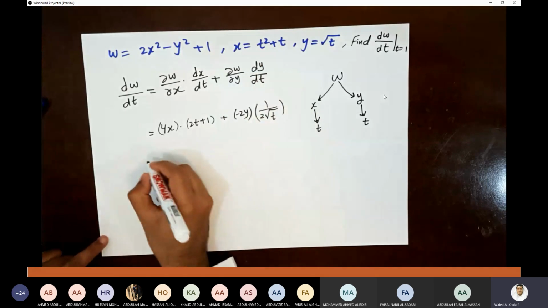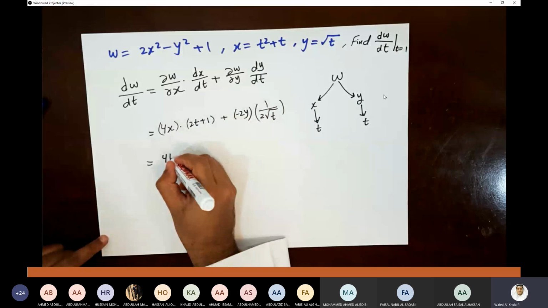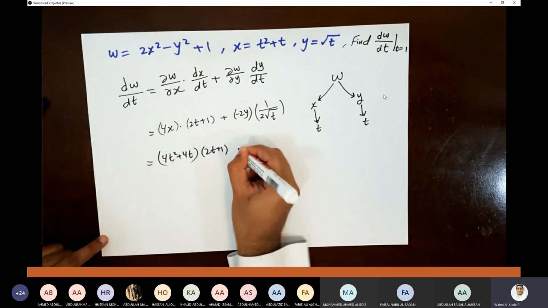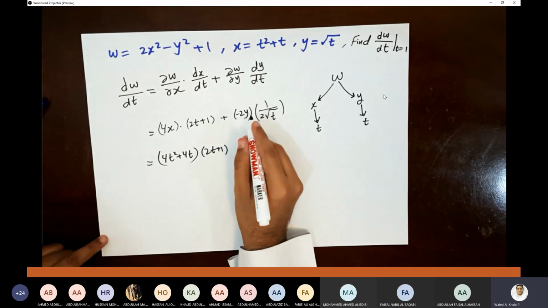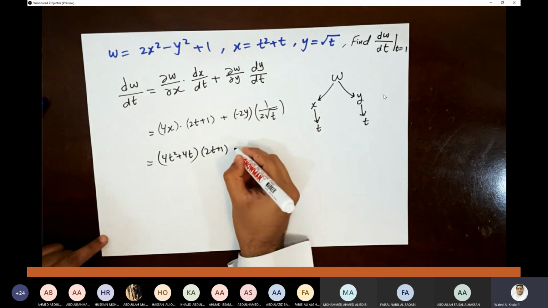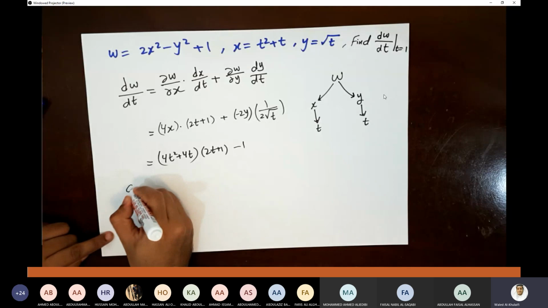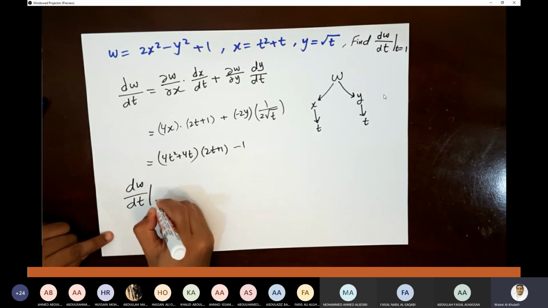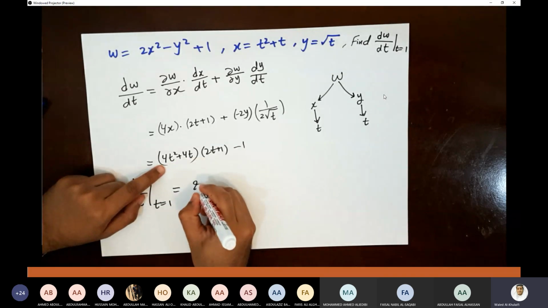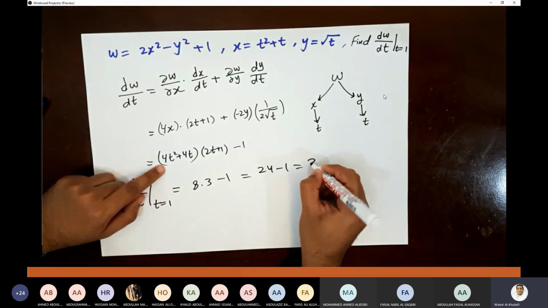Okay, so let's do it like this. For x, we have 4t squared plus 4t times 2t plus 1, and then here minus with minus will go. And by the way, y is the square root of t, so it will cancel with the square root of t, so we get minus 1. Now dw by dt evaluated at t equal 1, so we substitute 1 here, so we have 4 plus 4, we get 8 times 3 minus 1, so we have 24 minus 1, so we have 20.